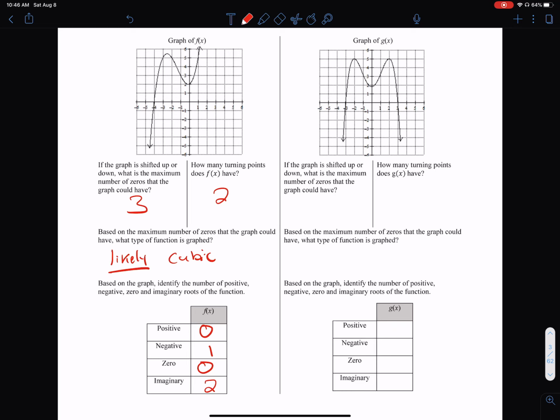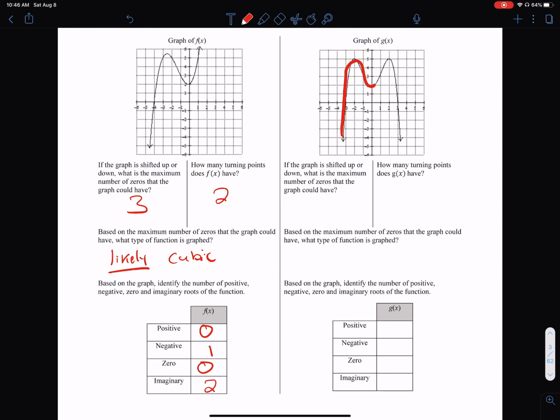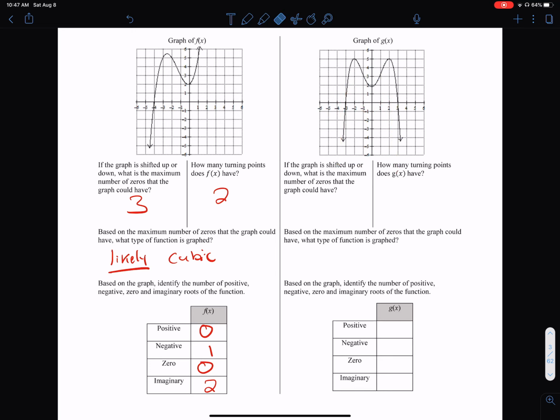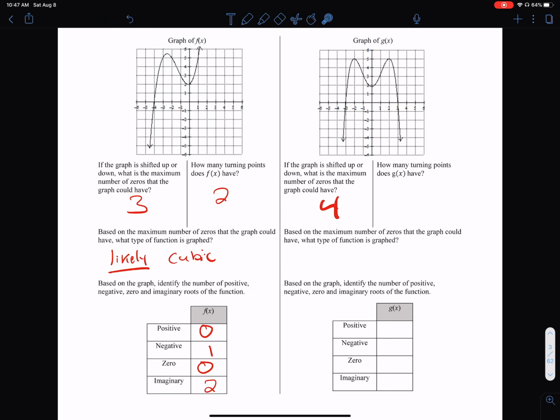Let's look at g. I'm going to trace over this once again. First question, if the graph is shifted up or down, I'm going to shift it down. What's the maximum number of roots there could be? 1, 2, 3, 4. How many turning points does this graph have? 1 turning point, 2 turning points, 3 turning points. Another question for that is, how many extreme values? There are 3.